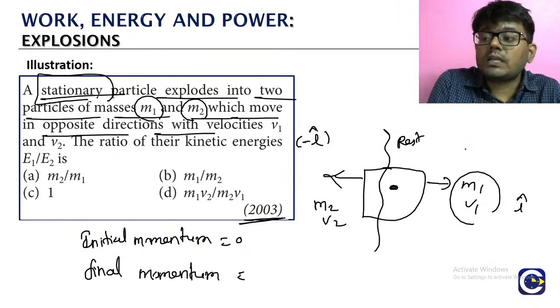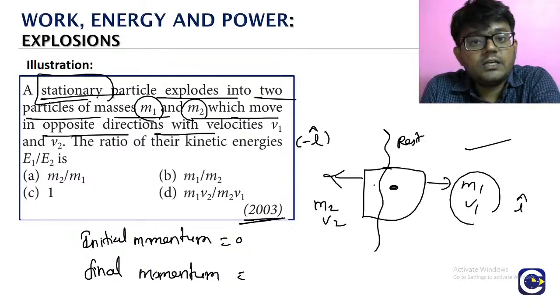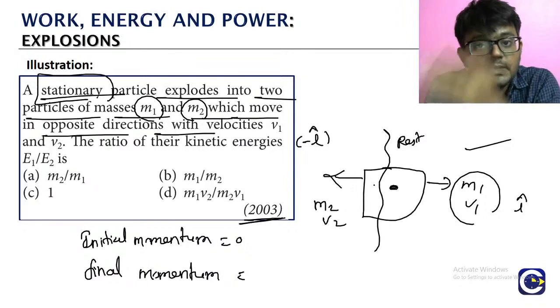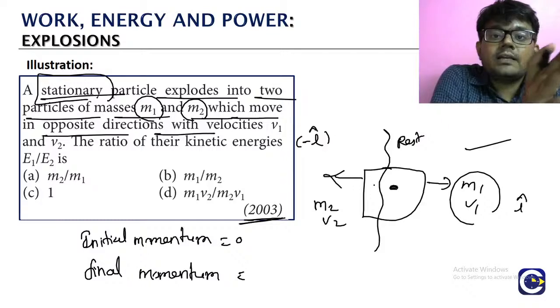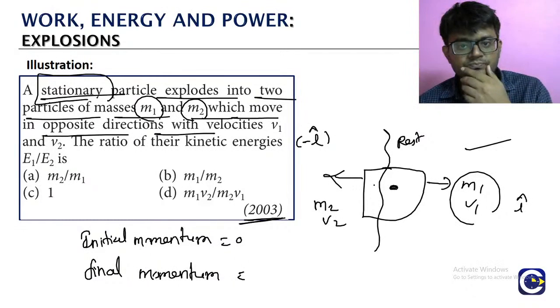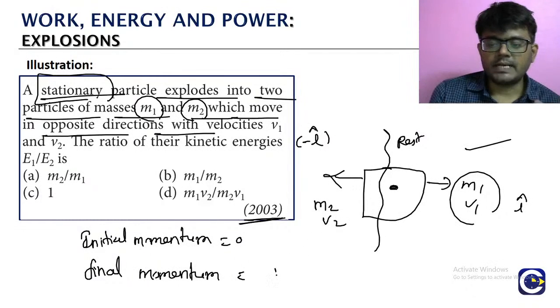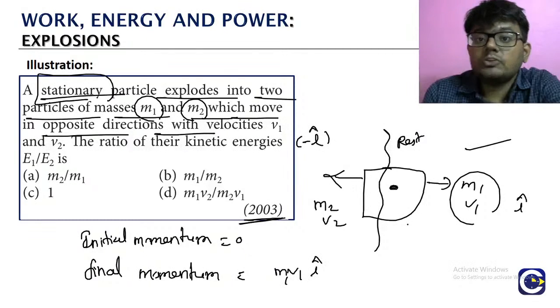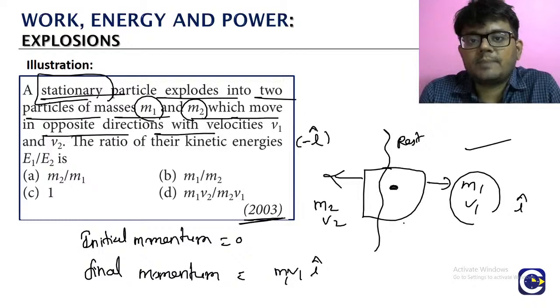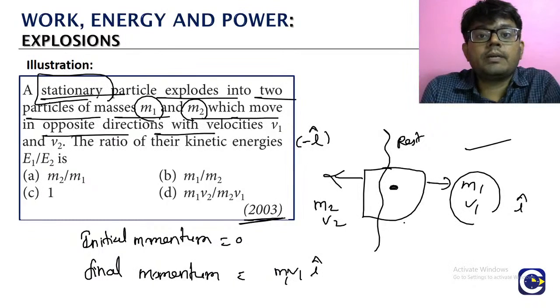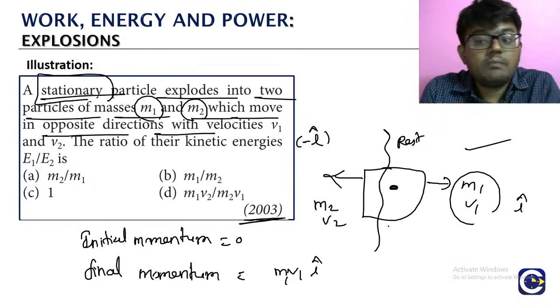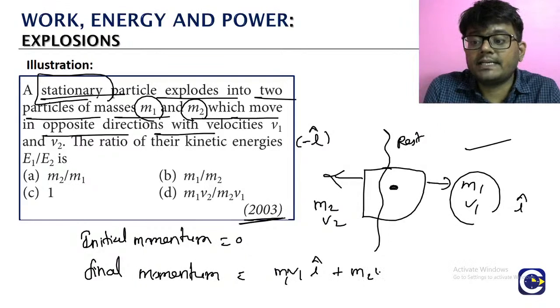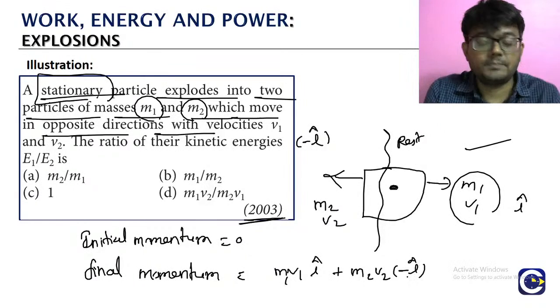So whatever the momentum of particle 1 should be cancelled by the momentum of particle 2. What is the momentum of particle 1? m1 v1 into I cap. That should be cancelled by the momentum of the second particle, which should be exactly in which direction? Minus I cap direction. So it will be m2 v2 minus I cap.